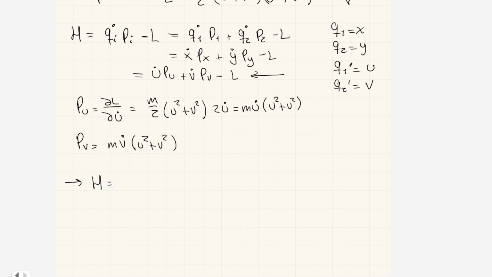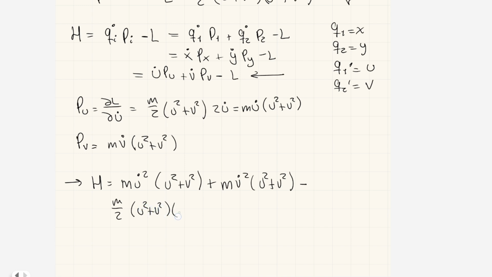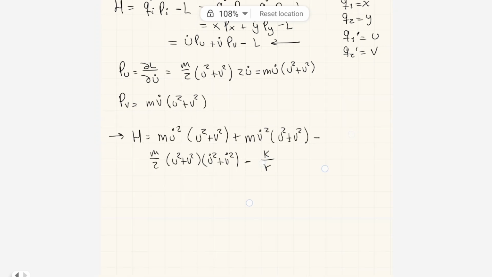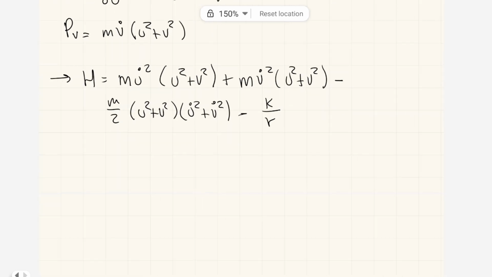Okay, so if we take this into the definition of the Hamiltonian that we have here, we are going to get that the Hamiltonian function is m u dot squared times (u squared plus b squared) plus m b dot squared times (u squared plus b squared) minus the Lagrangian, which is m divided by 2 times (u squared plus b squared) times (u dot squared plus b dot squared) minus, here we will have k divided by r, but we need to see what r is in parabolic coordinates.